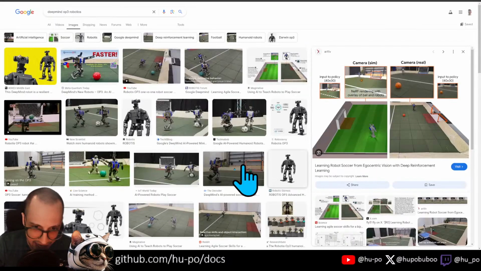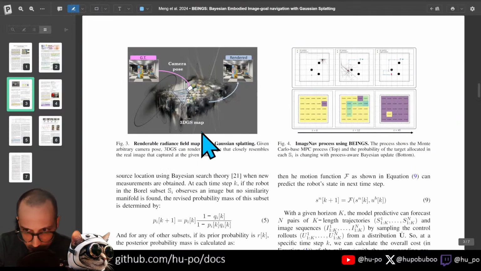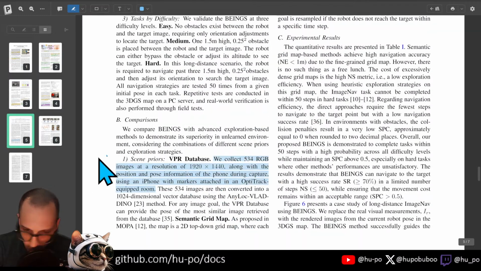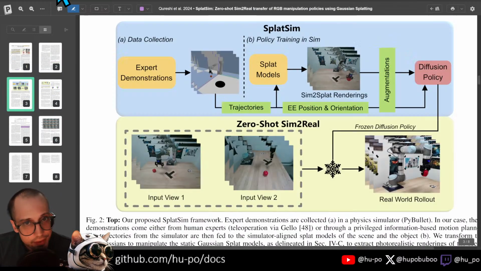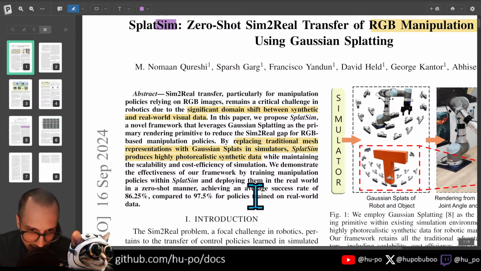Rather than having to create all these meshes and textures to have a simulation and always be dealing with the issue that your simulation is just not quite as good as your real scene, you can now create something that is very, very similar to your photorealistic scene, and that is very easy to make. All you have to do is just walk through your scene with an iPhone, right? Or any camera, right? It doesn't need to be an iPhone. So both of these papers are effectively leveraging the fact that Gaussian splats are much easier to create and produce a much more photorealistic simulation than something that you create by hand.